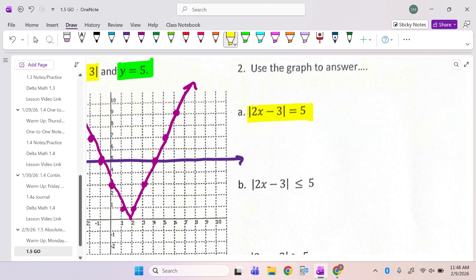Y equals 5. Now, here's my question. What's another name for Y? We talked about this before. What's another name for Y? F of x, that's another name for Y. What else is Y called in terms of a function? No, it's range, but it's not where I'm getting at.